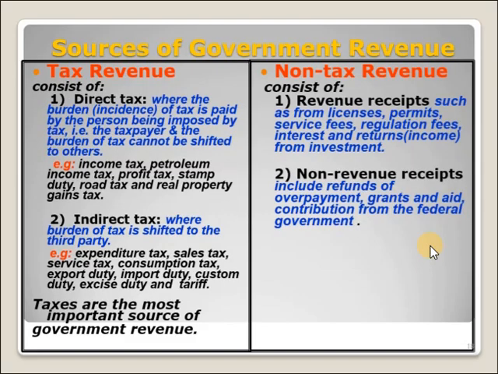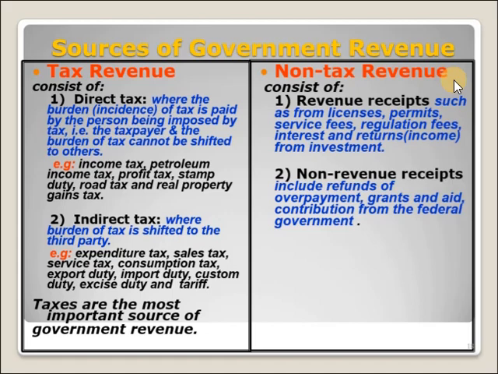This is sources of government revenue. We have tax revenue, non-tax revenue. This is quite famous in essay part. Tax revenue comes from direct tax and indirect tax. Direct tax, where the burden of tax is paid by the person being imposed by tax, for example, taxpayer, and the burden of tax cannot be shifted to other, for example, income tax, profit tax, corporate tax.